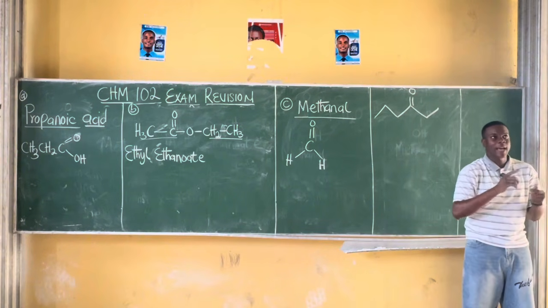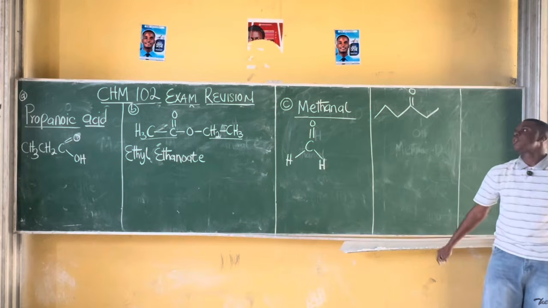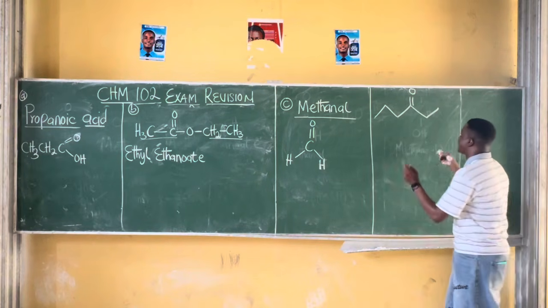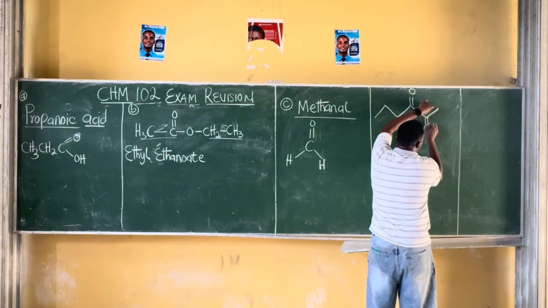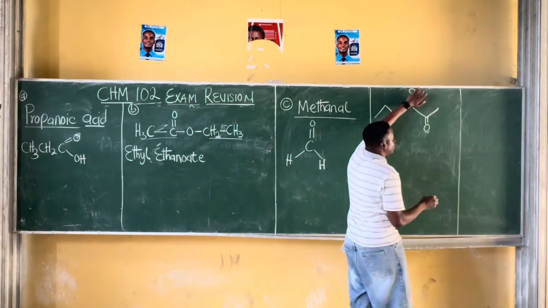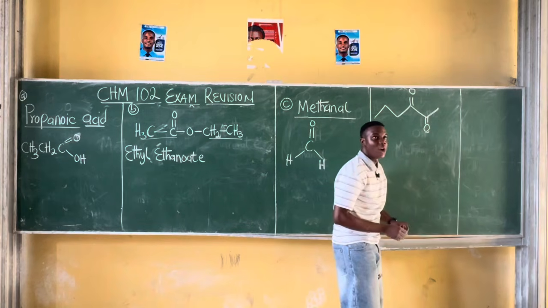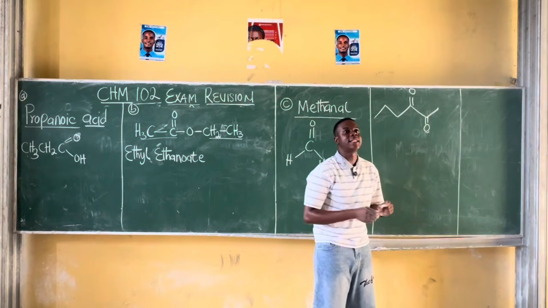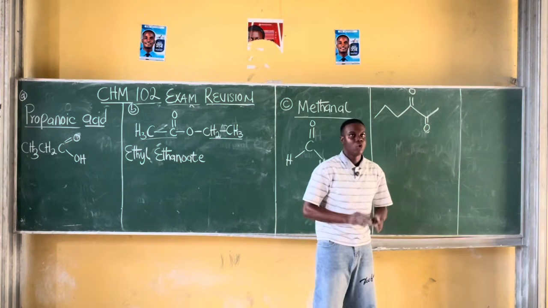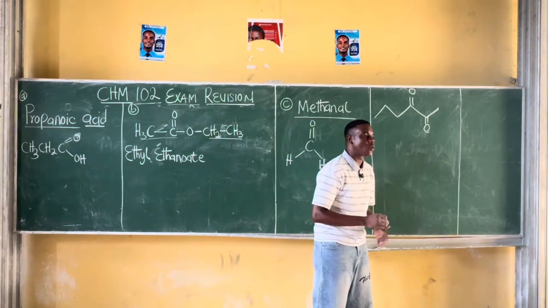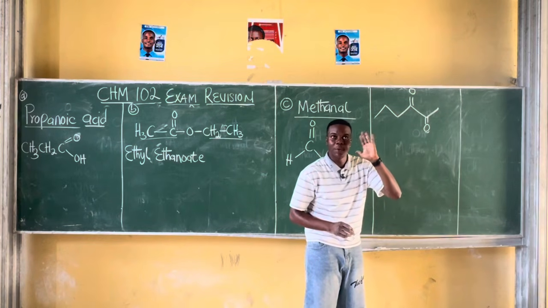I said that when you are naming ketones, let's ignore the rest here and say the double bond to oxygen is at carbon 2. If it's at carbon 2, this name will not be 2-hexanone. No. You just go ahead to name it hexanone. Are you following? That's how you name ketones.